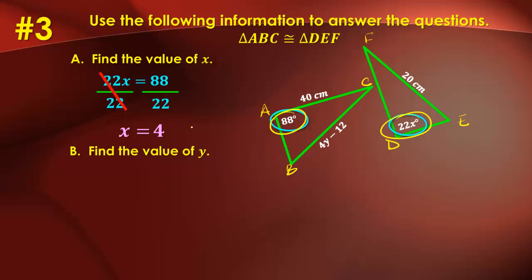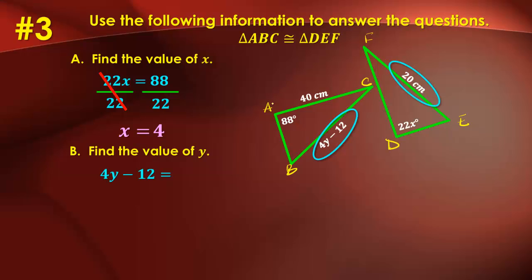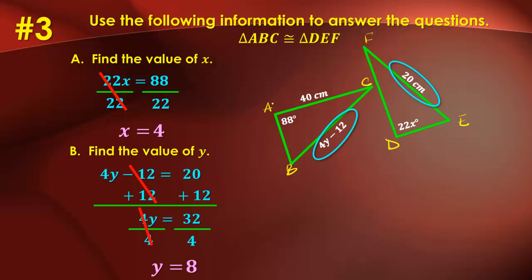Now find the value of y. We've got this expression, 4y minus 12, and the corresponding part would be the 20. Since those triangles are congruent, those parts are congruent, so 4y minus 12 equals 20, and then solve it algebraically. Add 12 to both sides, so 4y equals 32. Divide both sides by 4, and you get y equals 8.